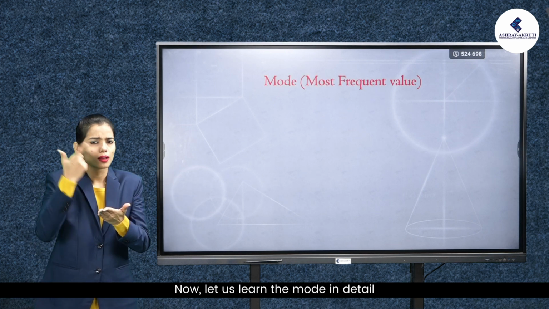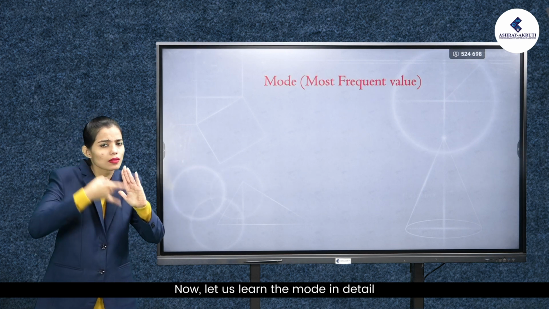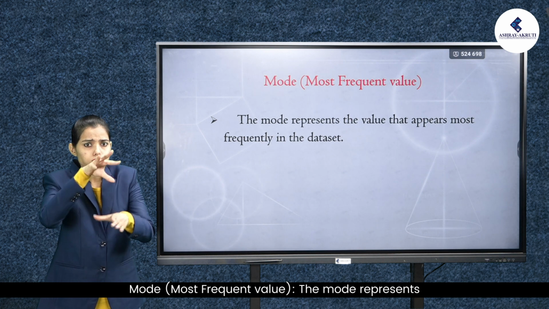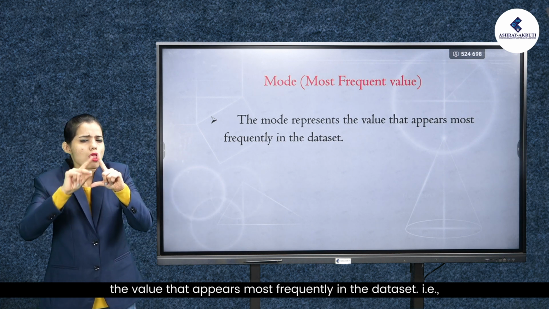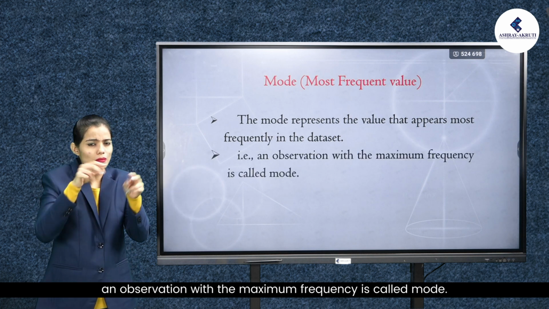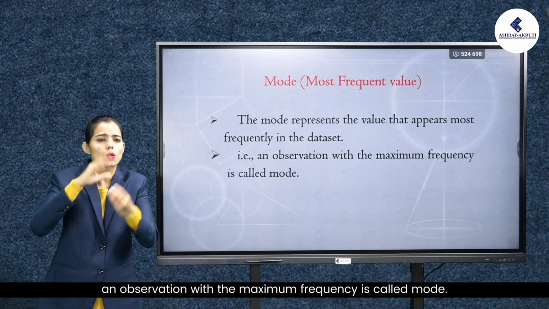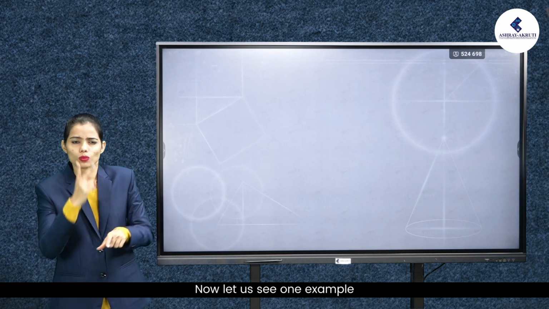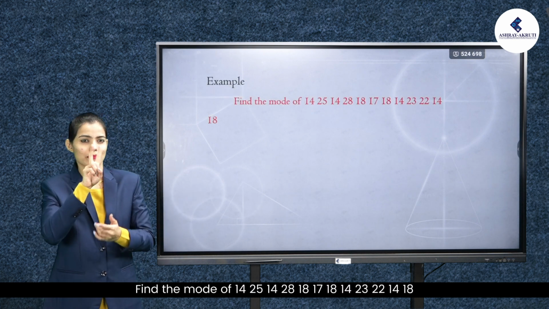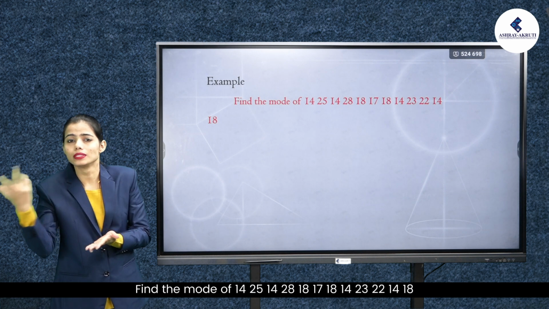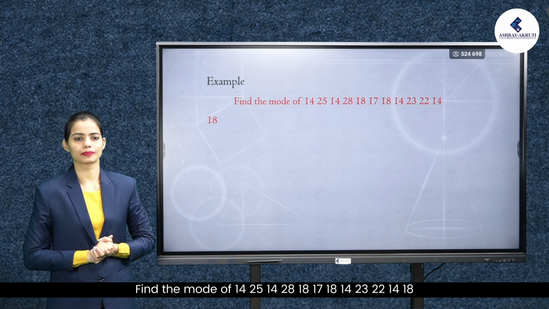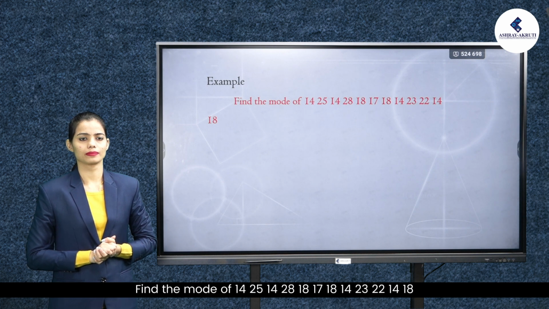Now, let us learn the mode in detail. Mode, most frequent value. The mode represents the value that appears most frequently in the dataset, that is, an observation with the maximum frequency is called the mode. Now, let us see one example. Find the mode of 14, 25, 14, 28, 18, 17, 18, 14, 23, 22, 14, 18.